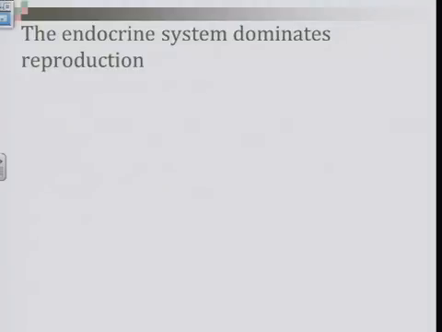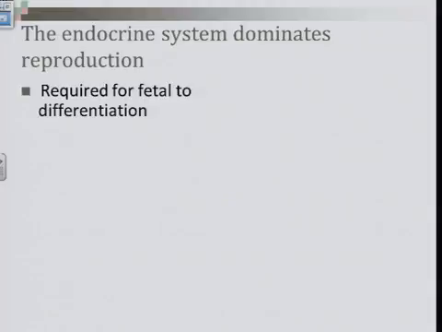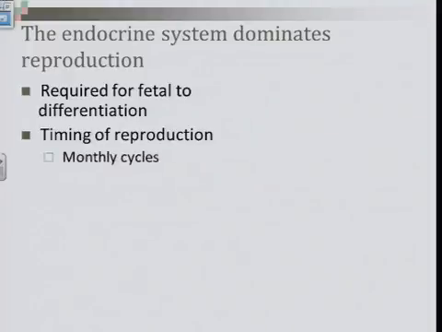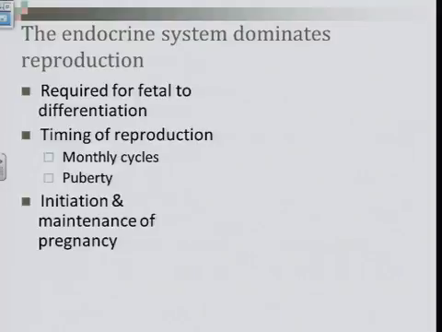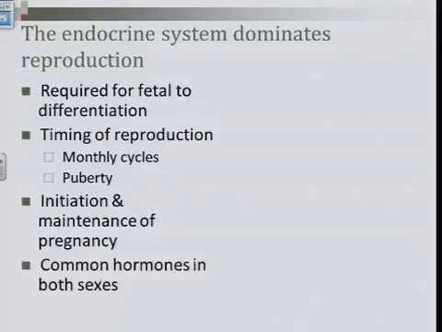So the endocrine system dominates reproduction. We all know this at some level, I hope. It's required for fetal differentiation at the beginning of life. It regulates the timing of reproduction, both through monthly cycles in women and through the timing of puberty. It's responsible for initiation and maintenance of pregnancy. And one interesting feature of it that most people don't realize is that the hormones involved, for the most part, are common to both sexes.